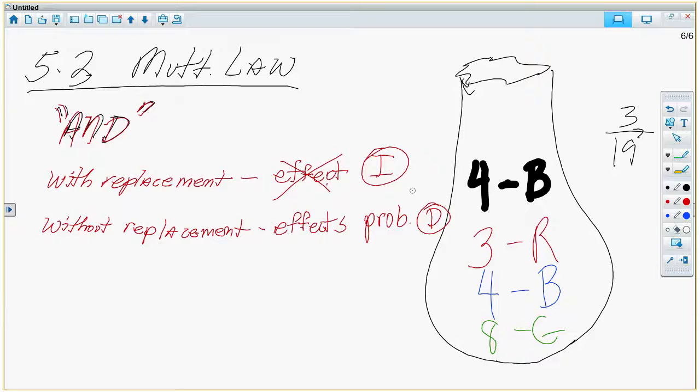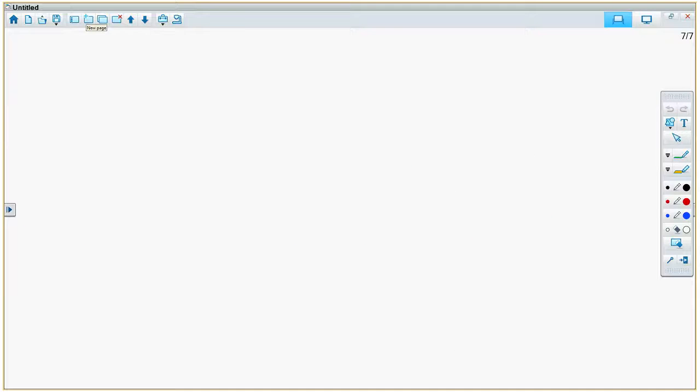So let's try one. Let's say we have a deck of cards, and I want to know the probability of picking a king and a queen. Okay? Find the probability of picking a king and a queen. Now, I have told you the second most important part. With or without replacement.